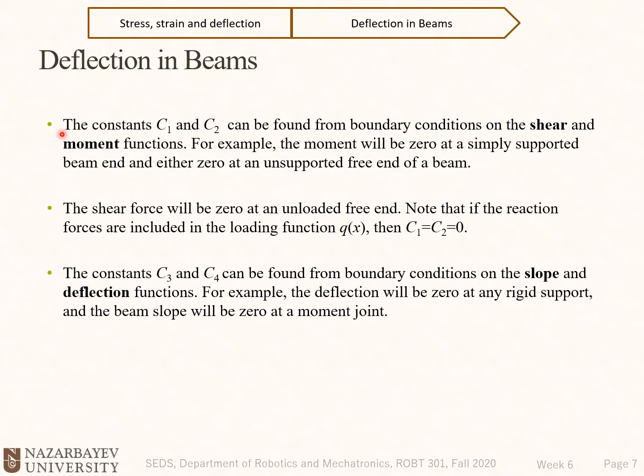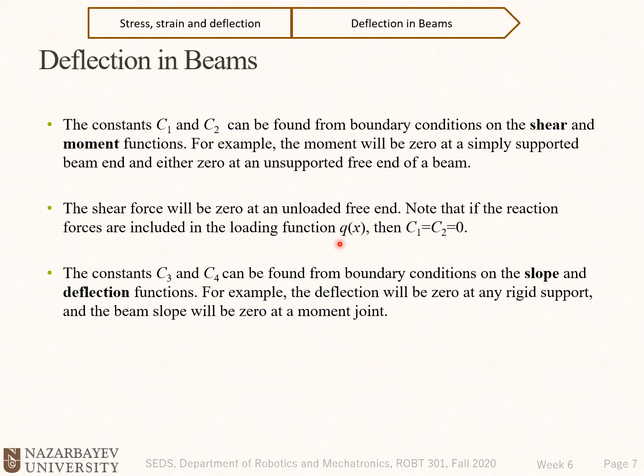The constants C1 and C2 can be found from boundary conditions on the shear and moment functions. For example, the moment will be 0 at a simply supported beam end and also 0 at an unsupported free end of a beam. But there is an easier way to deal with C1 and C2. We'll discuss it in this bullet point. The shear force will be 0 at an unloaded free end. Note that if the reaction forces are included in the loading function Q(x), then C1 and C2 will be 0.